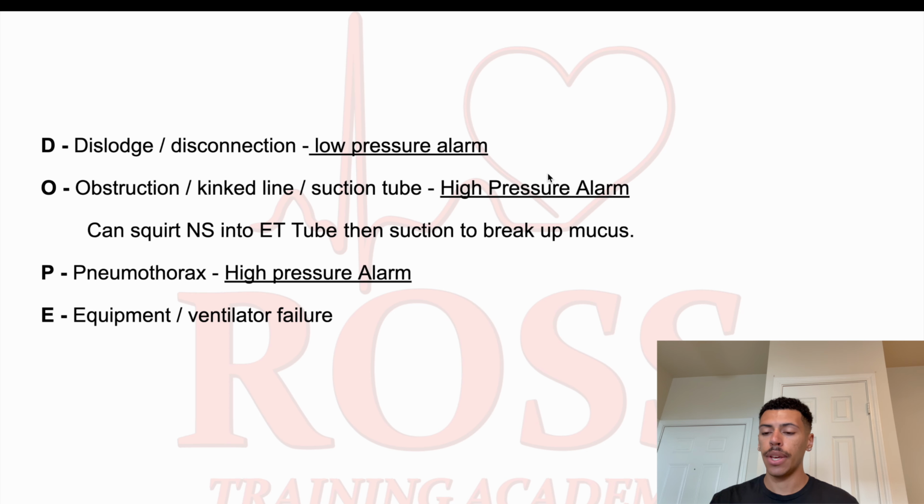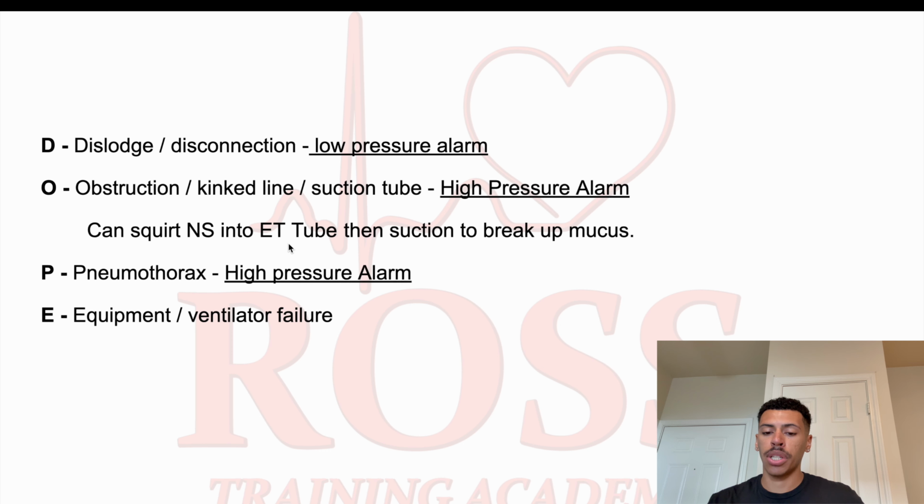to help mitigate this low pressure alarm. With your high pressure alarms, you're going to start thinking that there's an obstruction, a kinked tube, or you need to suction out that tube, the ET tube, and that's going to be what's causing your high pressure alarm. So you need to start working on and fixing those things. What you can do with suctioning of the tube, especially after those ET tubes have been in for quite some time, you can start squirting at most about 3 milliliters of saline into the ET tube, and then suction it out to break up that mucus that's being built up in that tube.